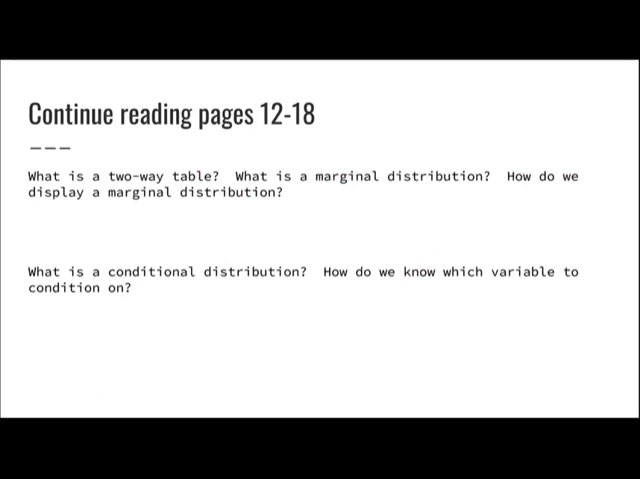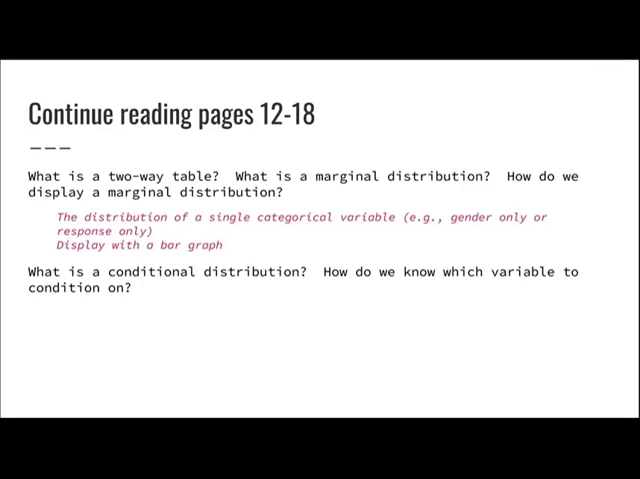So firstly, what is a two-way table? What is a marginal distribution? And how do we display a marginal distribution? So basically, the distribution of a single categorical variable, like gender or response only, we're going to display these with a bar graph. That is our type of table.